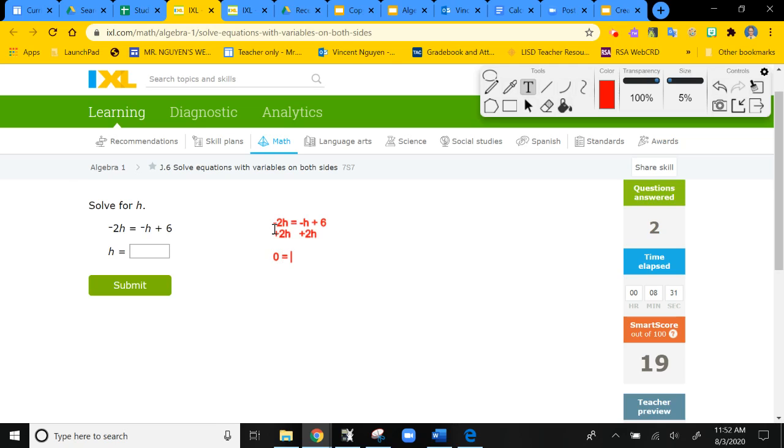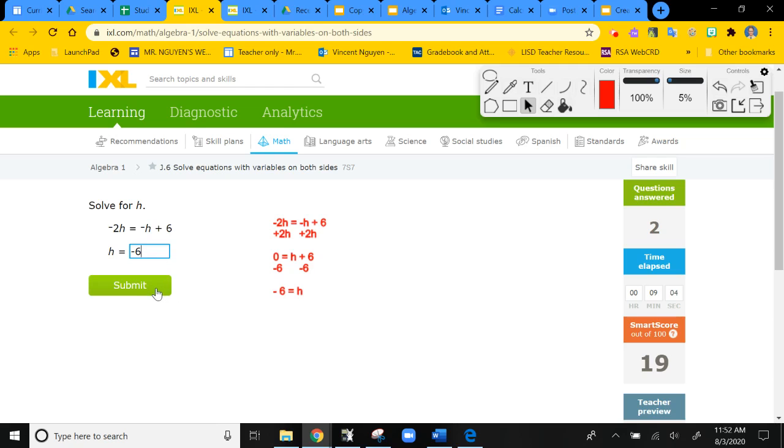0 equals, now negative 1h plus 2h will give you 1 positive h. You see that? So your variable is actually positive now. And then plus 6. And of course, we're going to be taking away that 6, right? Subtracting the 6 away from both sides to get h by itself. So the answer is actually negative 6 equals h, which is the same as saying h equals negative 6. So I'm going to type in my solution, negative 6.